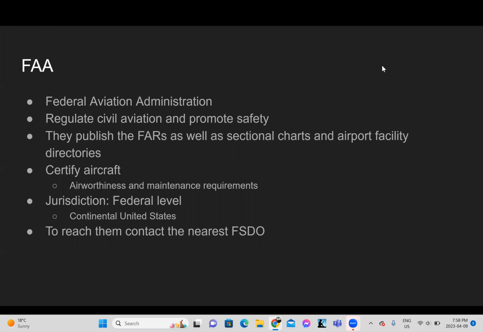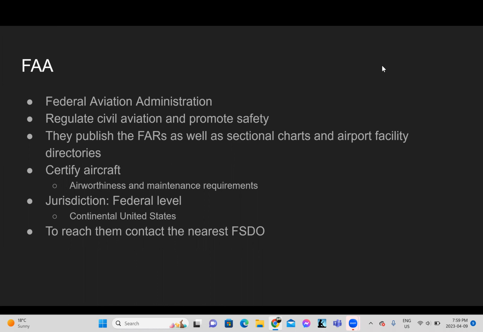So the next agency we'll be covering is the Federal Aviation Administration. They are responsible for regulating civil aviation and promoting safety. And one of the things you see them do is publish the FARs every year, Federal Aviation Regulations.